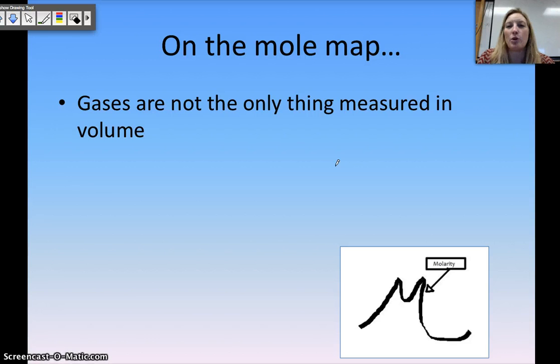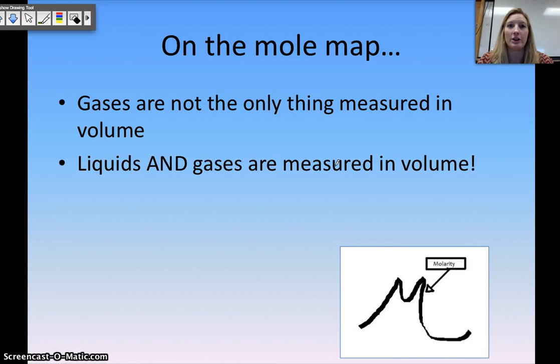So if you think to your mole map, gases are the only thing right now that we have measured in volume. But you might be thinking to yourself, there's lots of other things that we measure in volume. Like when we're in the lab, we measure liquids and acids and all this other stuff in volume all the time when we use a graduated cylinder. And you would be correct. Liquids and gases are both measured in volume. And so we need a new path.